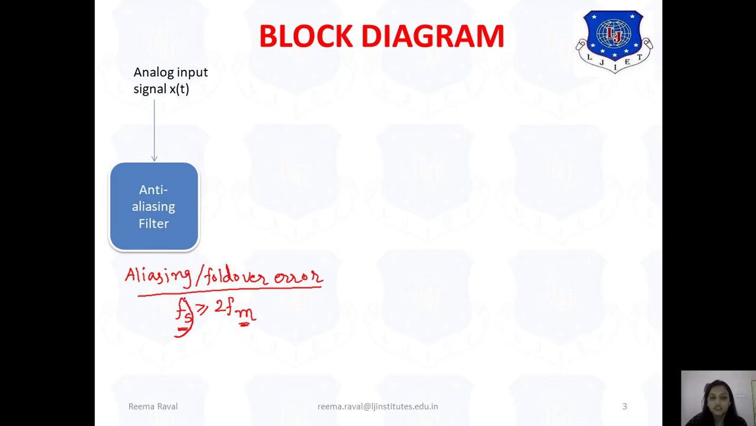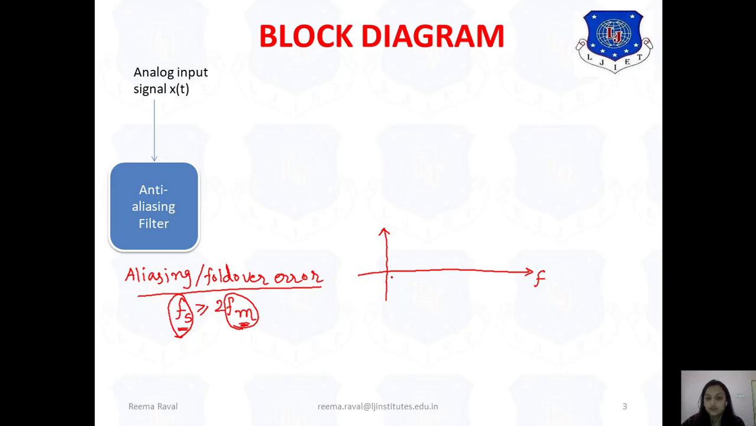Here Fs is your sampling frequency and Fm is your maximum frequency, right? That means the sampling frequency should be greater than or equal to twice the maximum frequency Fm. If this condition is not satisfied, aliasing happens. What is aliasing? Let us see by example. For example, consider this signal transmission, where this axis indicates the frequency.